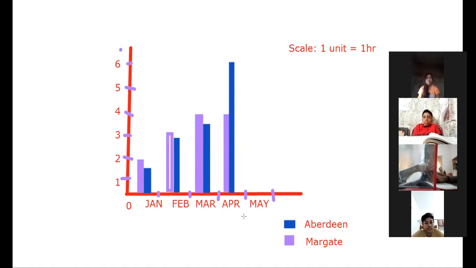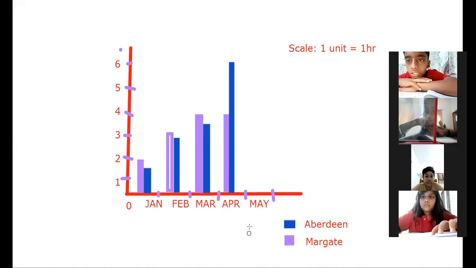Okay, while drawing, please make sure the width of each bar is the same. Here it is not the same, but you have to draw it with the same width. Each bar should be of equal width. Okay, this is the graph of the average hours of sunshine for the month of April.